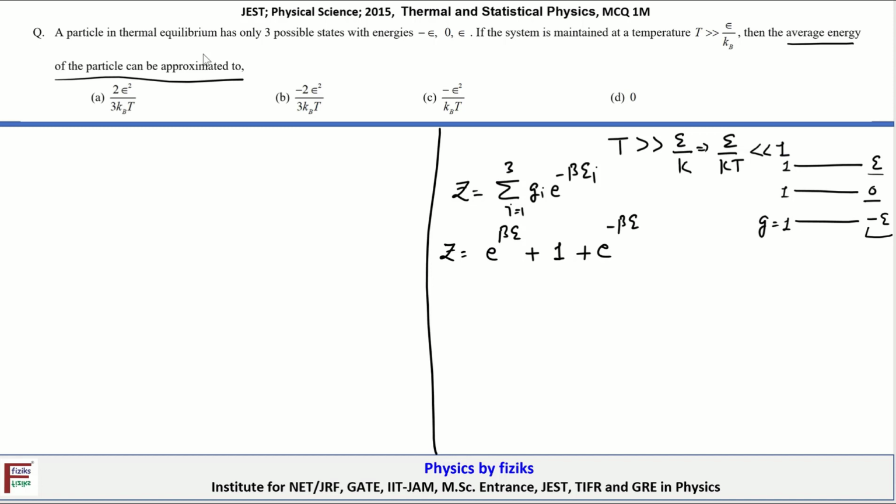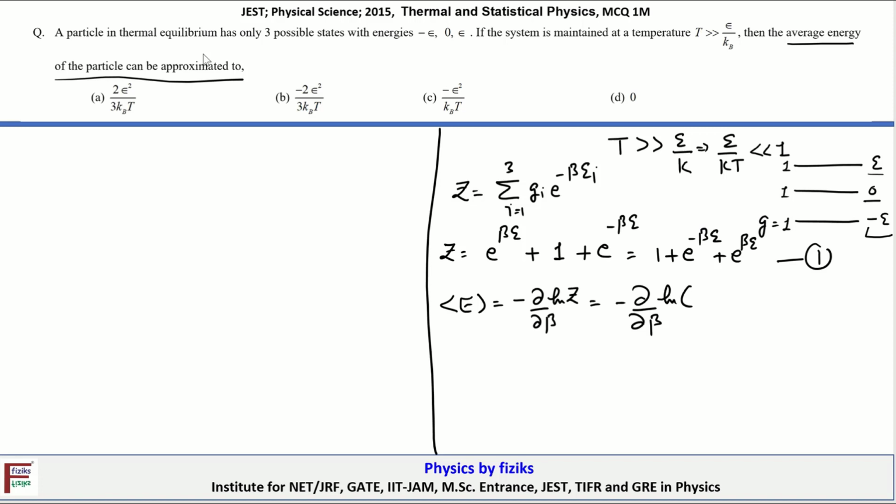Okay, this is equal to 1 plus exponential minus beta E plus exponential beta E. So that's the partition function for this system. From the partition function we can determine the average energy, which is related to the partition function as E, that is equal to minus d by d beta of ln Z, or that is equal to minus d by d beta of ln (1 plus exponential minus beta E plus exponential beta E).